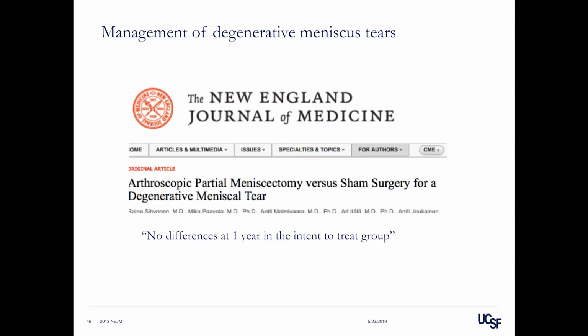And then this study said essentially the same thing, and again, New England Journal, important to actually pay attention to. Partial meniscectomy versus sham surgery for a degenerative meniscus tear, there were no differences at 1 year in these treatment groups. So doing surgery is not this panacea that works for everybody, but for the right patients, it does tend to work pretty well.